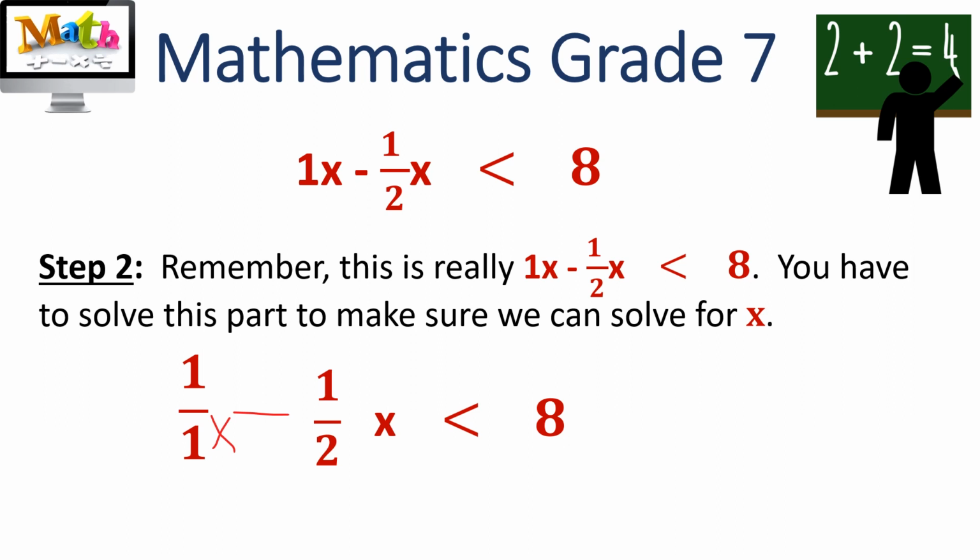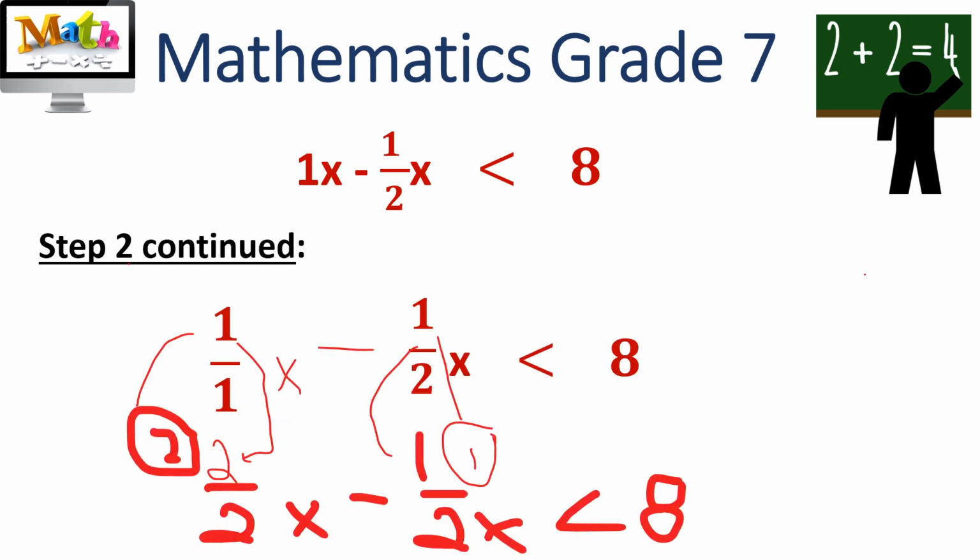Next thing we do is we actually get into solving this problem. But remember, this is really 1x, and this here is really a half x. And you've got to get these terms so that you have them with a common numerator up top and denominator at the bottom. Don't forget your x's. So when we move to the next slide, we actually do the math.